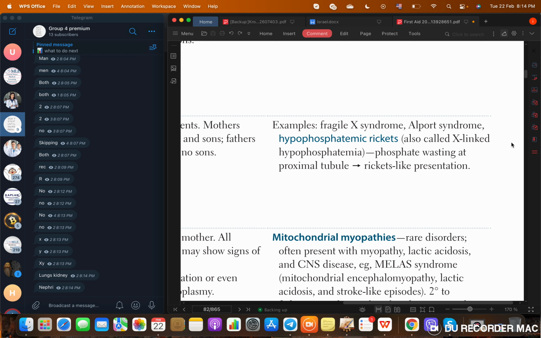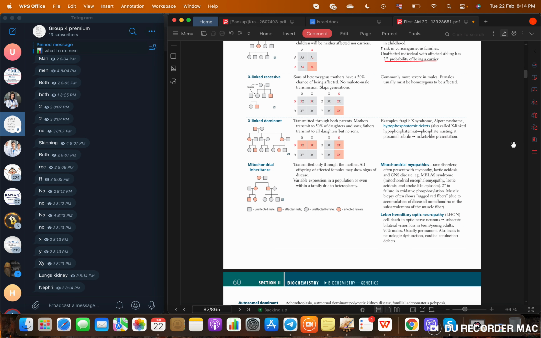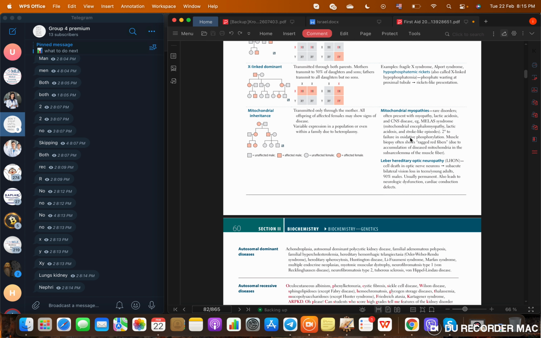Also, hypophosphatemic rickets can be an X-linked dominant disease. A hypophosphatemia can occur, and phosphate wasting at the proximal tubule can occur, which lead to a rickets-like presentation. Because to mineralize the bone, we need calcium, we need vitamin D, and we need phosphorus. If you trash all of the phosphorus, this is problematic. Why? Because we cannot mineralize our bone.